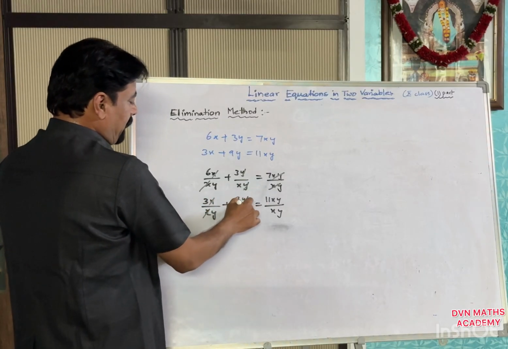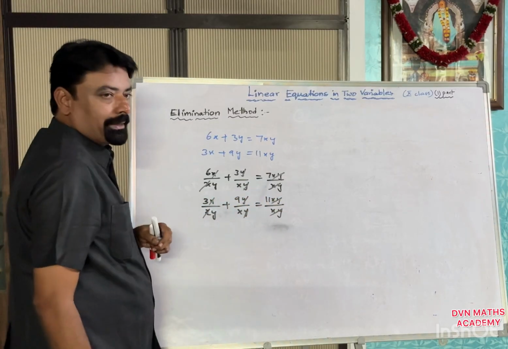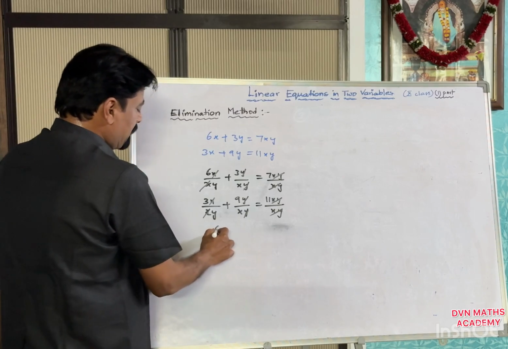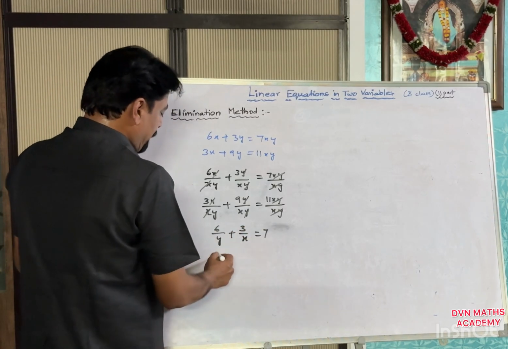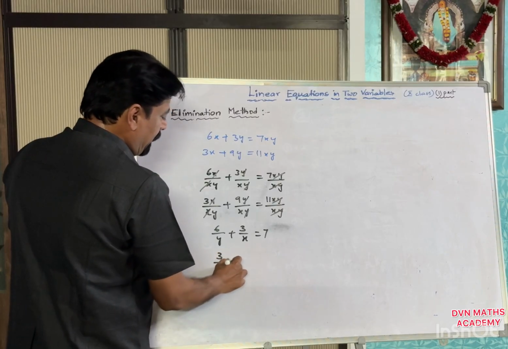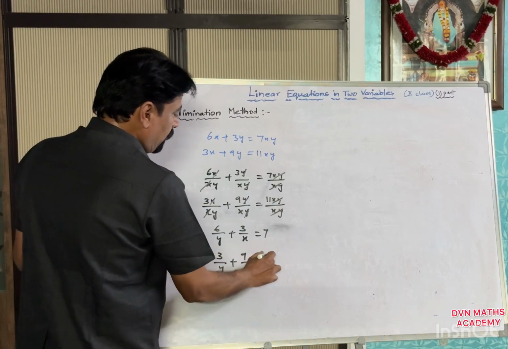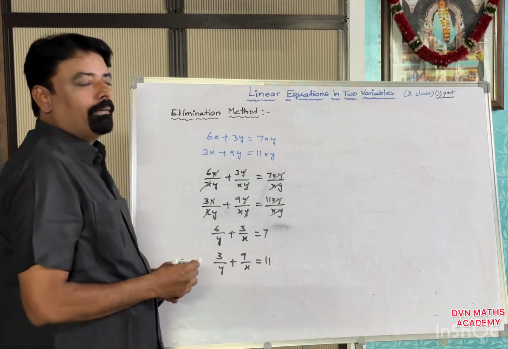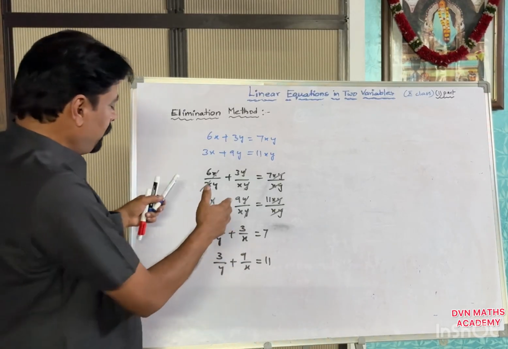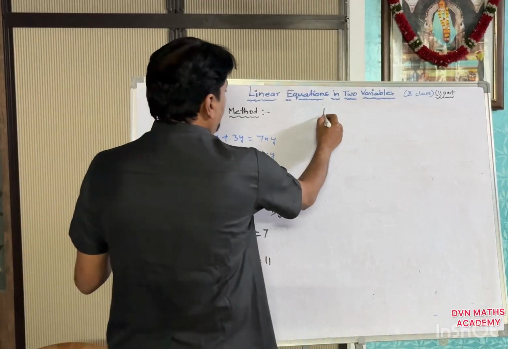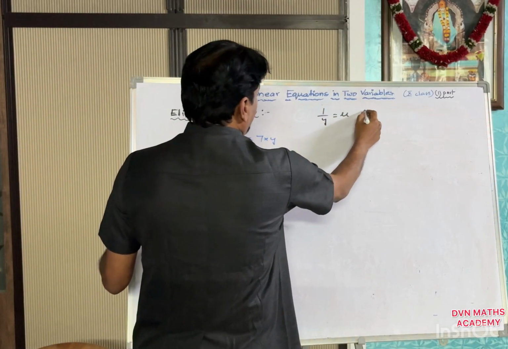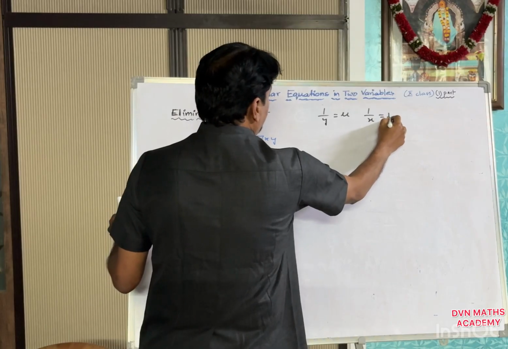Here also xx, yy and xy will be cancelled. Now my question becomes 6 by y plus 3 by x is equal to 7 and 3 by y plus 9 by x is equal to 11. So this is now in the common form that we did in the previous question. Now you reduce it: let 1 by y is equal to u and 1 by x is equal to v.